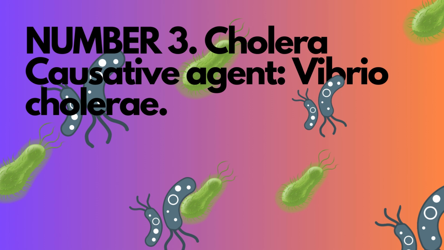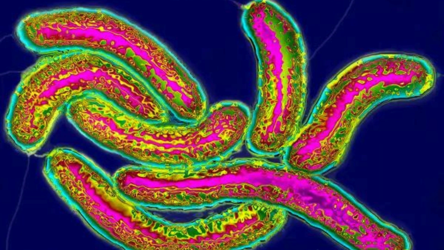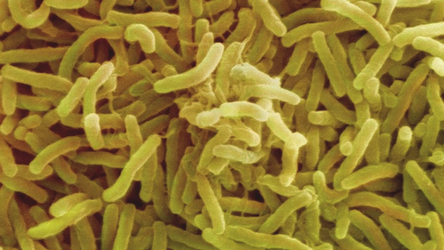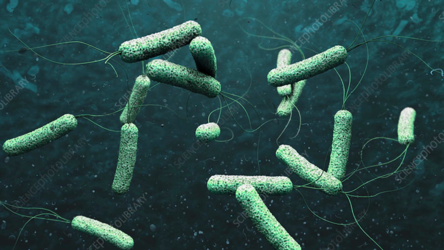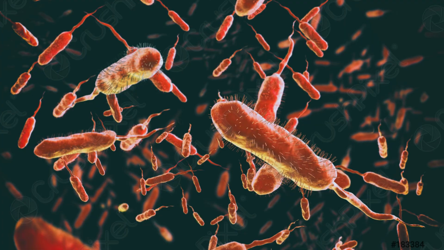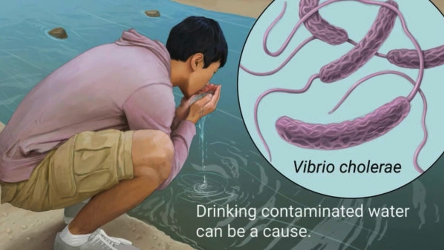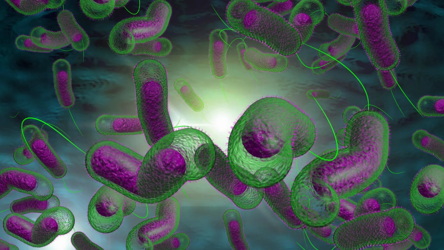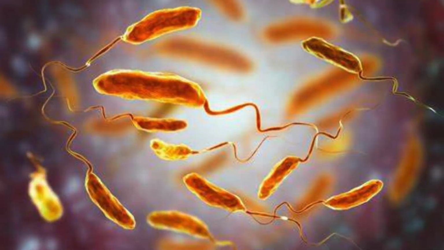Number 3. Cholera. Causative agent, Vibrio cholerae. Cholera is a type of bacterial disease that is often characterized by watery diarrhea and severe dehydration. When left untreated, it can lead to death. This infection is caused by consuming water or food that is contaminated with the bacterium. The bacterium Vibrio cholerae, which is commonly found in environments with poor sanitation, produces the toxin that poisons the intestines.